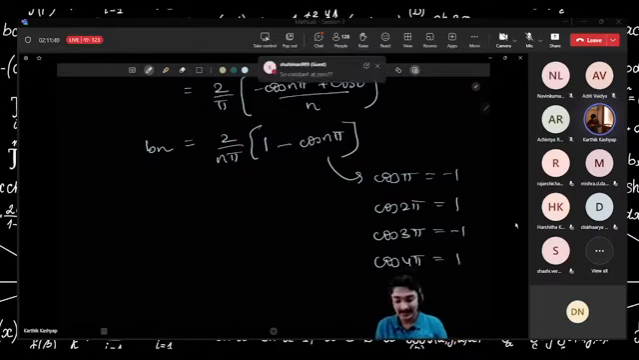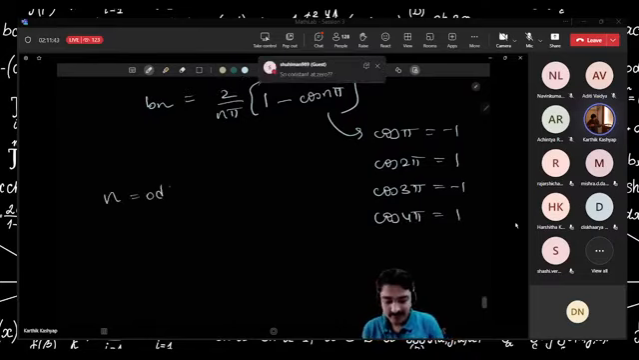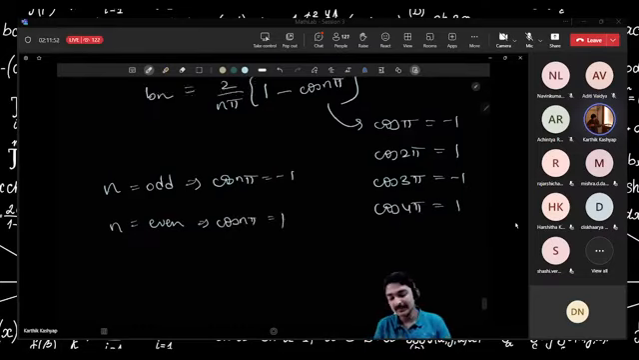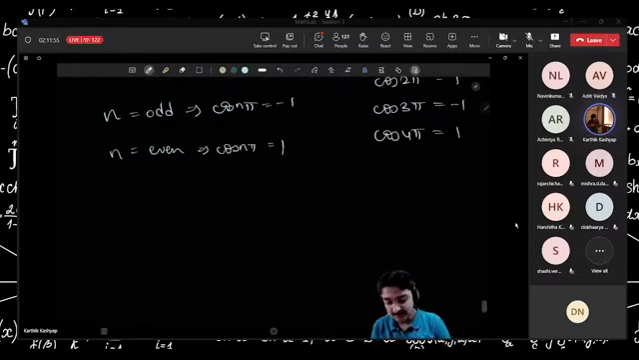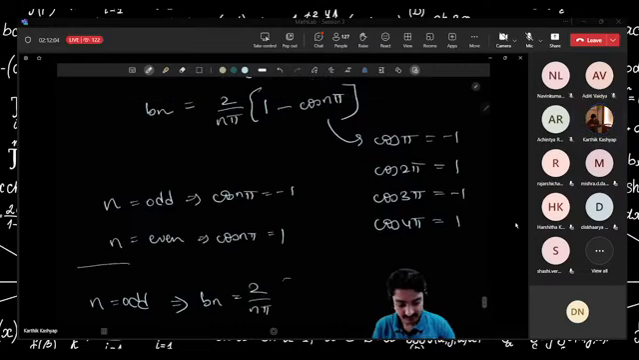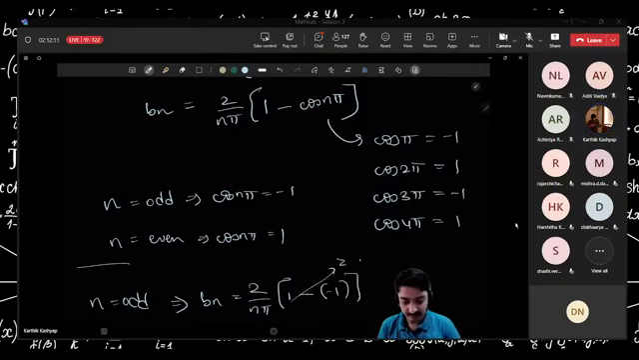So with this, we can say if n is odd, cos n pi is -1, and when n is even, cos n pi is equal to 1. So let's do this for two subcases. Let's say n is odd. For this, bn is equal to 2 by n pi times of 1 minus cos n pi, which is equal to -1. So minus of -1, this will be equal to 2. So this is 4 by n pi, bn value.